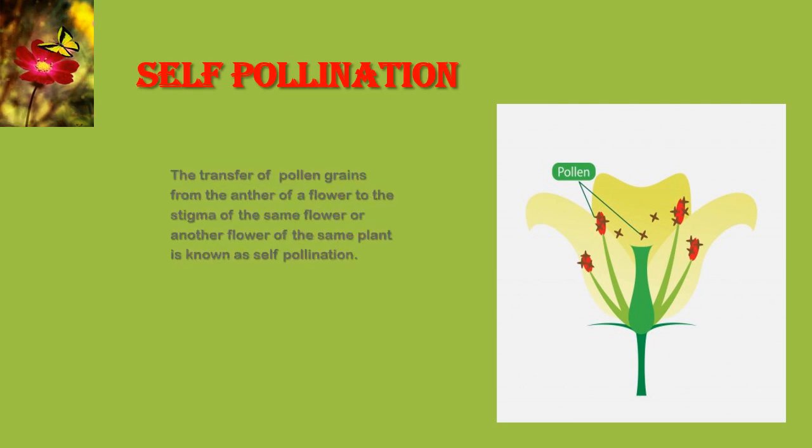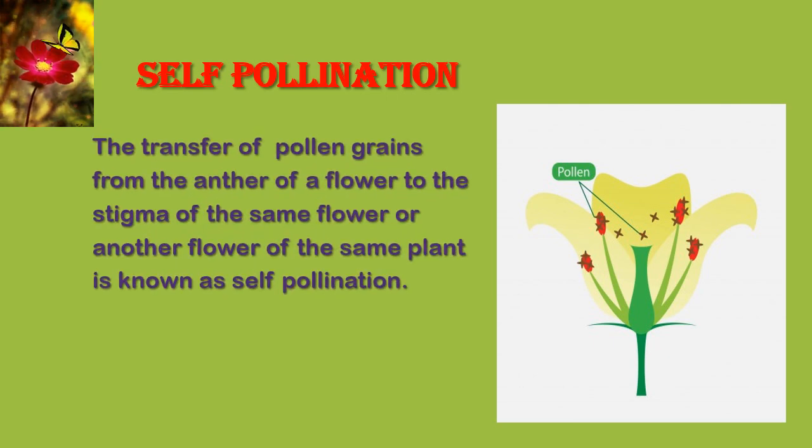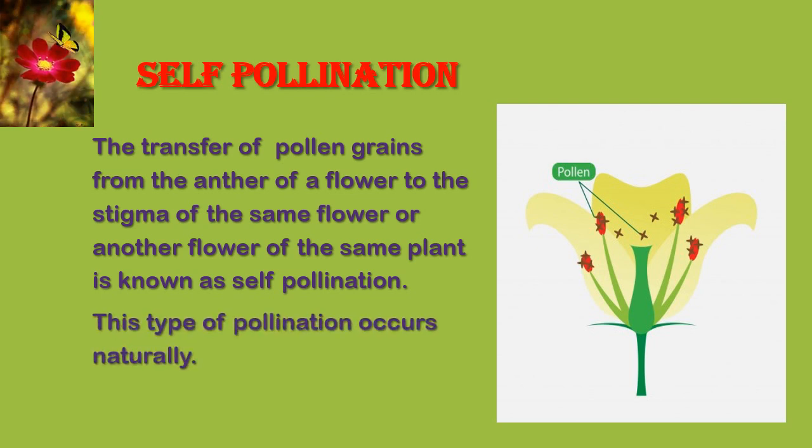Self-pollination: the transfer of pollen grains from the anther of a flower to the stigma of the same flower or another flower of the same plant is known as self-pollination. This type of pollination occurs naturally.